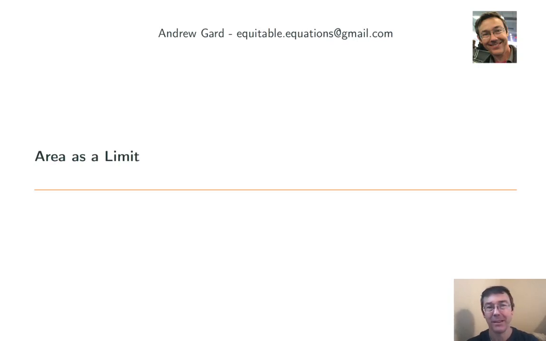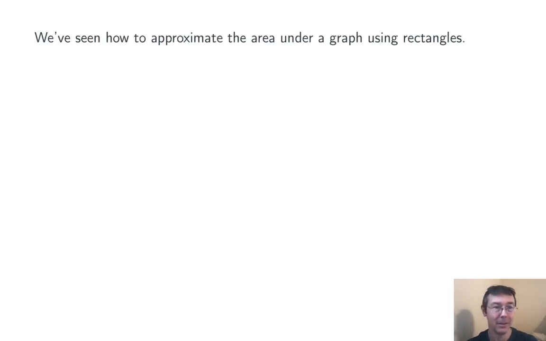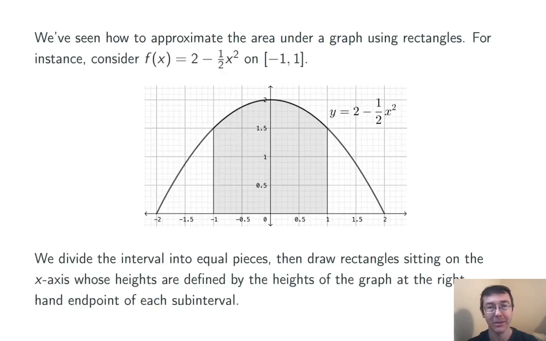Hey everybody. Today we're talking about area as a limit. We've already seen how to approximate the area under a graph using rectangles. I'll throw a link to that video up top here. For instance, take the function f of x equals 2 minus 1/2 x squared on the interval -1, 1. We're interested in the shaded area here on this graph.